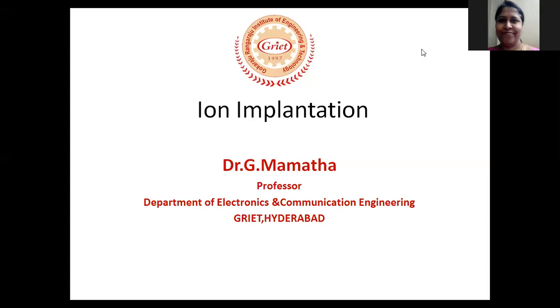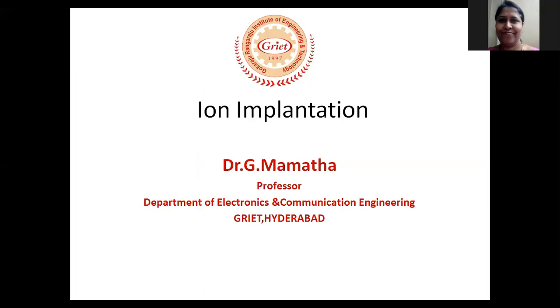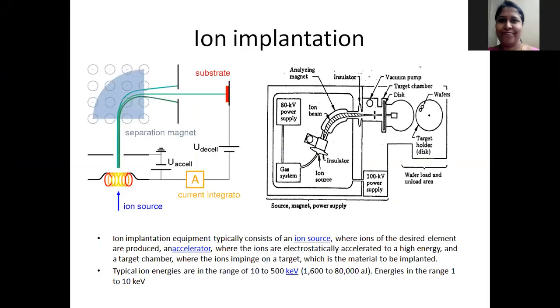Ion implantation is a process which is done in order to introduce impurities into the substrate. Let us see how we can do it. So here we see a simple diagram which explains how ion implantation takes place. Here we have a source of ions, which creates ions and shoots them in through this passage.